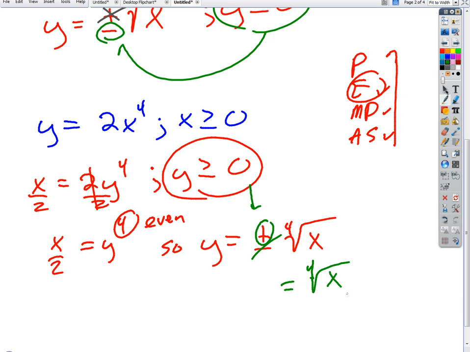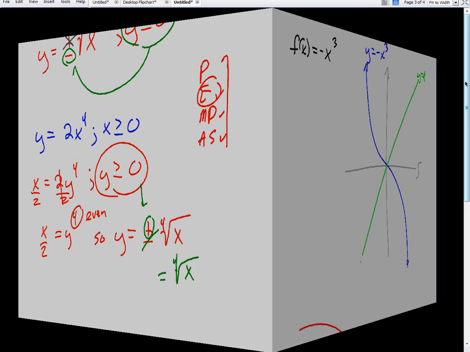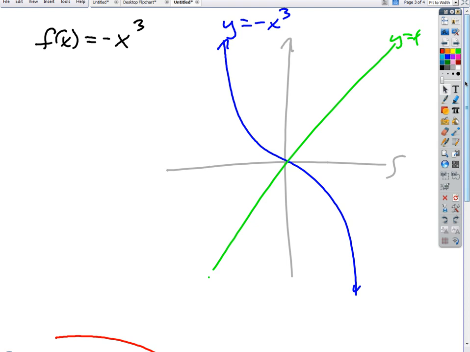Now it gets easier if you do odd powers. Odd powers are a piece of cake, right? If I want to find the inverse of this, I get the equation y equals negative x cubed. If I flip the x's and y's, doesn't that just become x equals negative y cubed? Okay, but because that's an odd power, isolating y becomes much easier.